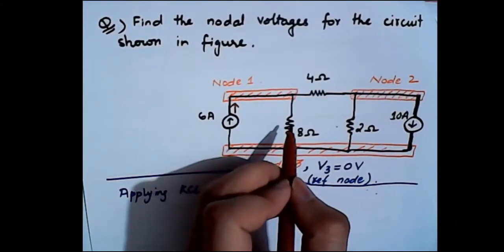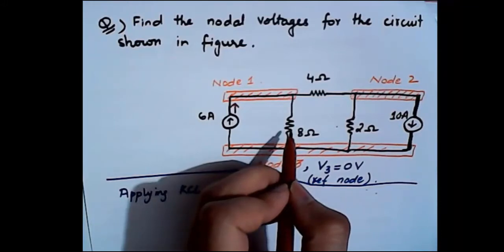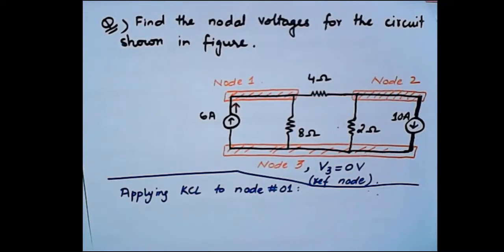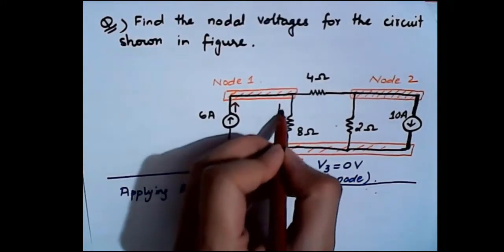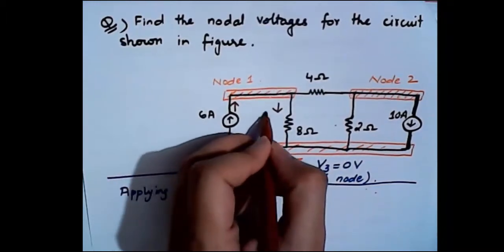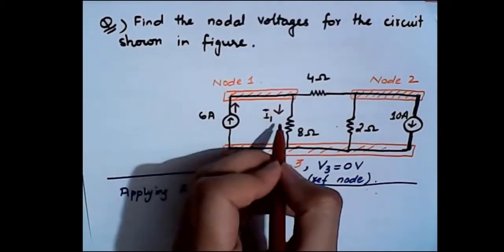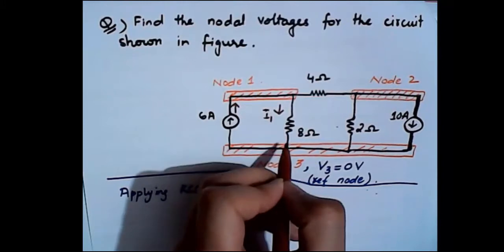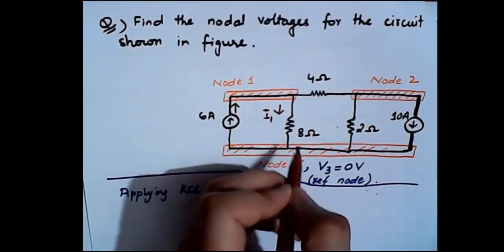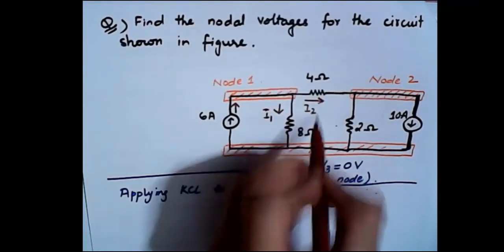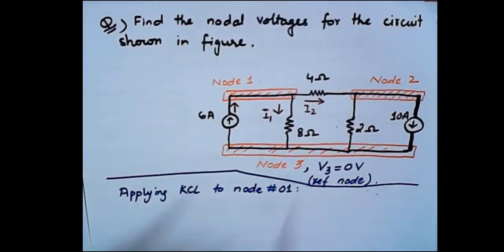Normally we know that resistors are current absorbing elements, or even if we do not know the direction, we can assume any direction on our own. Let's say that I have assigned the name I1 to this current, and its direction is taken as downward, that is towards the reference node. Similarly, the current through the 4 ohm resistor, I have named it I2.